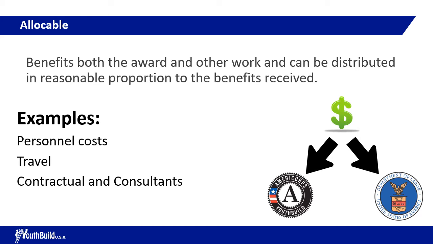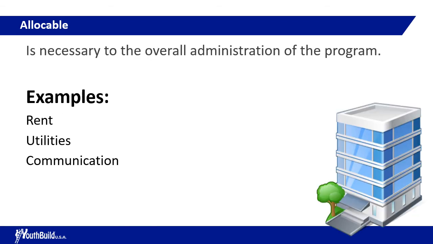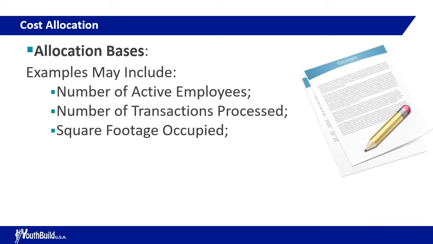Some expenses will benefit the AmeriCorps project as well as other work at the YouthBuild program. A cost allocation plan details the methodology for distributing the total amount of expense relative to the benefit received. Examples include personnel costs, travel, and any contractual or consultant work. And then you have expenses that are necessary for the overall administration of the program, but may not be readily identifiable as AmeriCorps expenses. Some examples include rent, utilities, and communication. This is why a cost allocation plan is essential in establishing a consistent way of distributing costs.